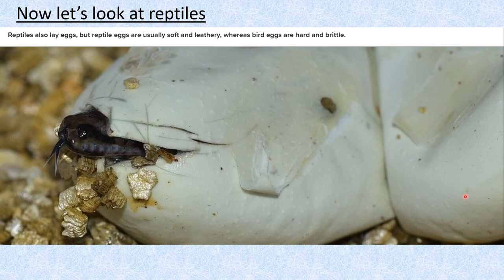Okay, the final type of classification we're going to have a look at today is reptiles. And we're not going to spend very long on reptiles because I've already done reptiles on your sheet for you. But just to compare them to birds, reptiles also lay eggs, but their eggs are usually soft and leathery instead of that hard, brittle shell you get on a bird's egg. So they don't have to fight through it as much as birds do. They don't have that bird tooth.